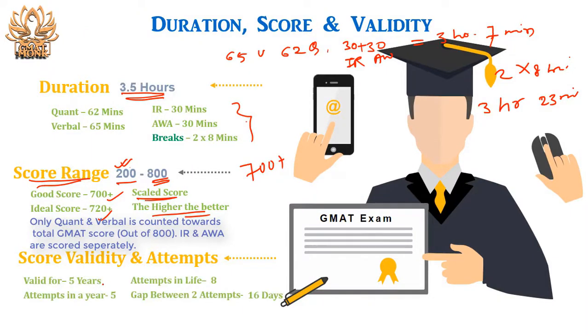Now the score validity and attempts. The score is valid for 5 years. Let's say you have taken the GMAT exam in 2020, so your GMAT score would be valid till 2025. You can take the GMAT exam 5 times in a year and there is no fixed date. You can book your own appointment dates based on your preference. And attempts in life: you can take the GMAT exam 8 times in your lifetime, and the gap between 2 consecutive attempts should be at least 16 days. So if you have taken your test, let's say on 15th July, then the next attempt you can take only on or after 1st August.